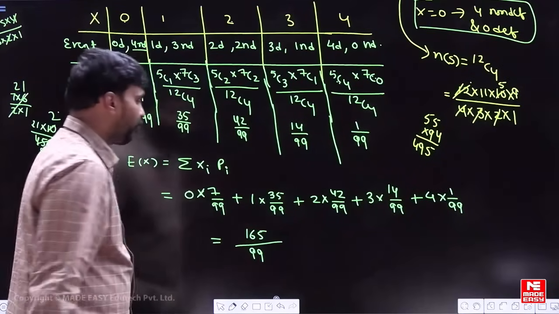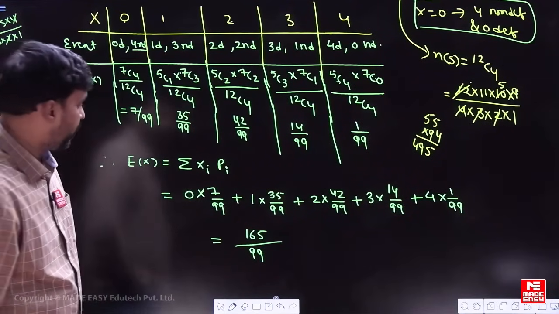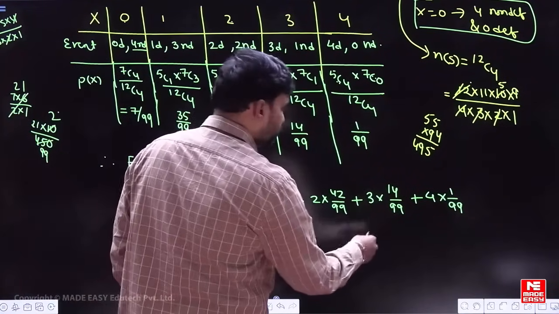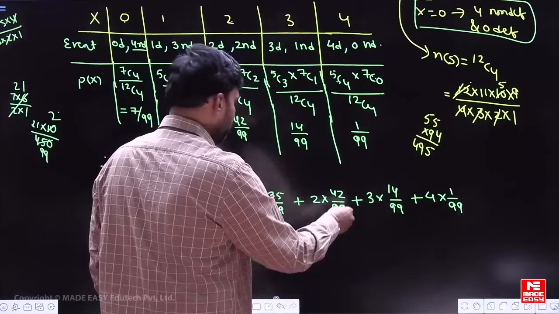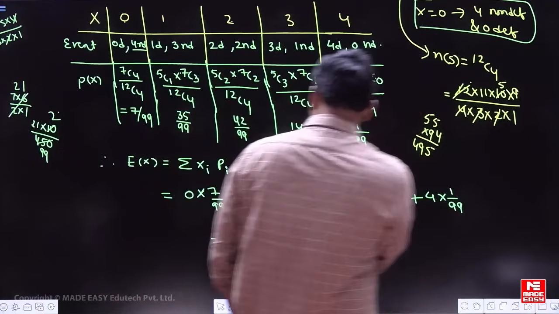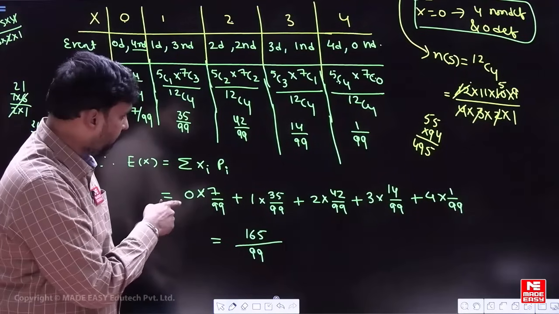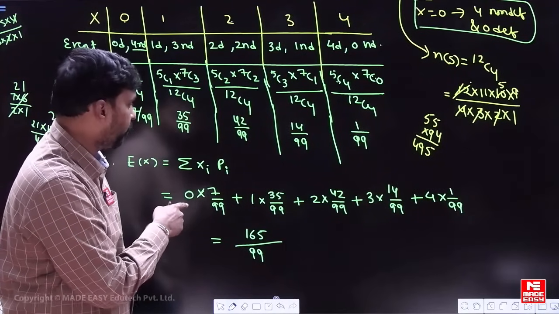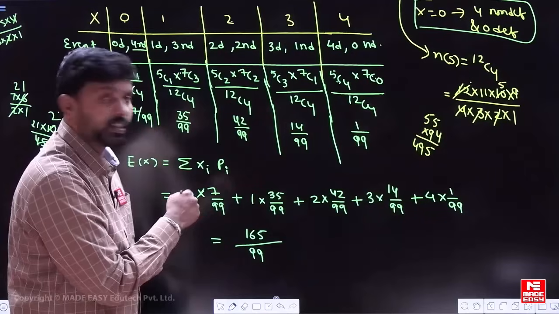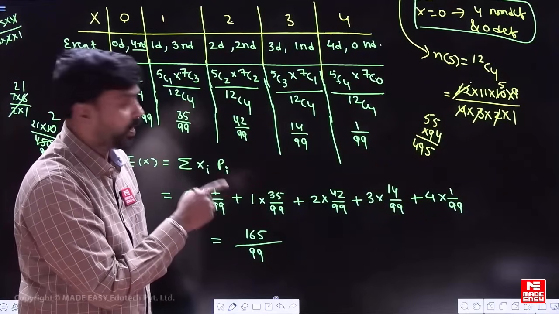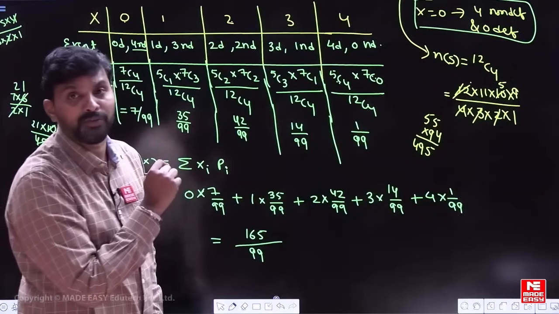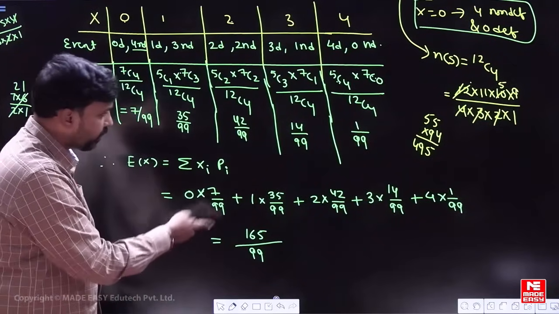35 plus 84, right? 35 plus 84, and then it is 42 plus 4 here. That is 46. So 46 and 35. So this will be around, 35 plus 46. 35 plus 46 is how much? 81. 81 plus 84. So that is 165 divided by 99.